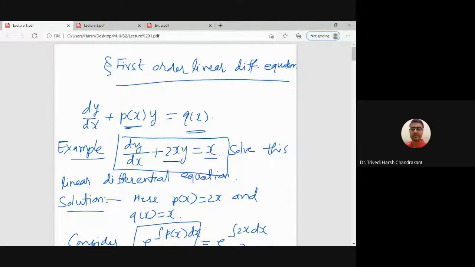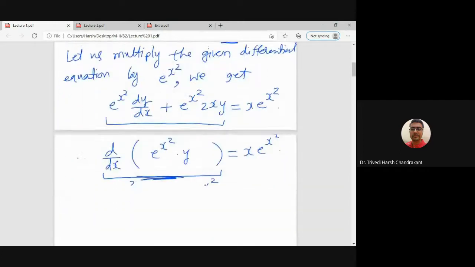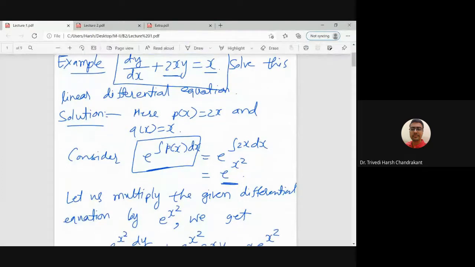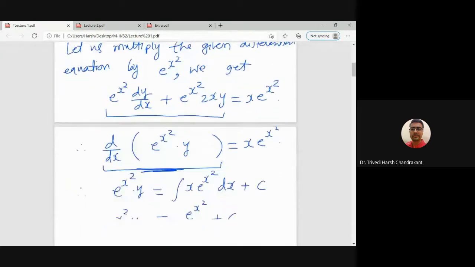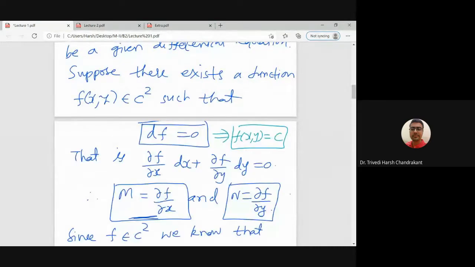In the last lecture, essentially, we started with first order linear differential equation, and basically the function which we obtain is the integrating factor for the linear differential equation of first order, and then we started with exact differential equation.